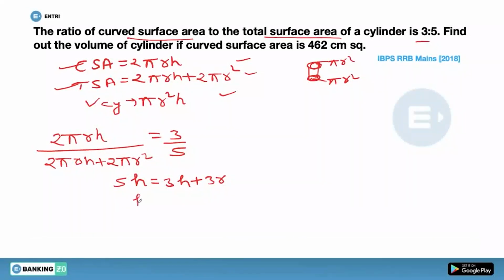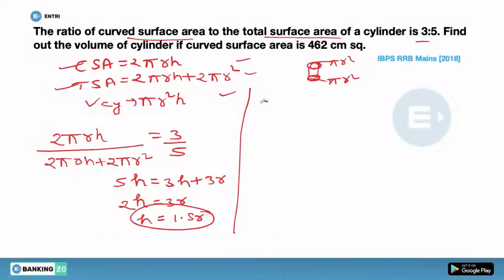That means what is the h value coming? 2h is equal to 3r. That means h value is coming 1.5 r. Since I have found h using r, I am going to use this. I was given that I have to find the volume of the cylinder if the curved surface area is 462. That is, we are given the curved surface area's value. Now putting the curved surface area's value, we can find out its answer.